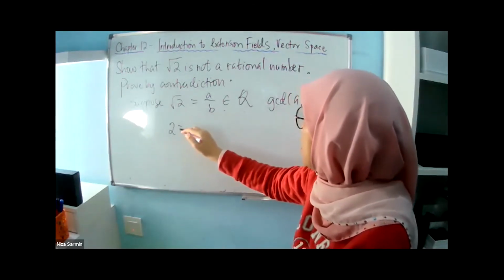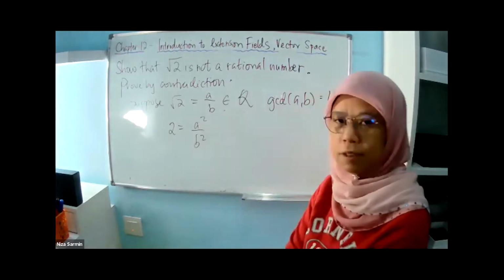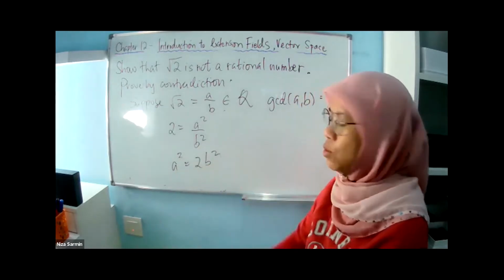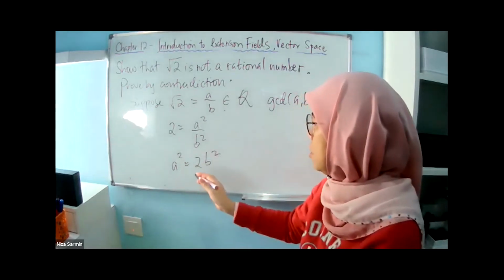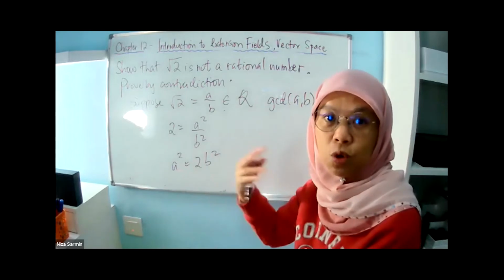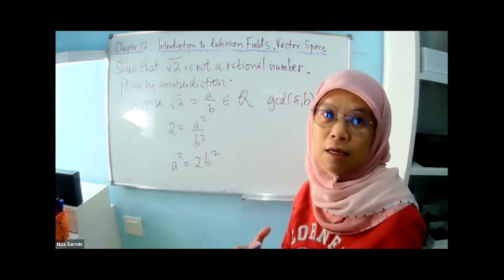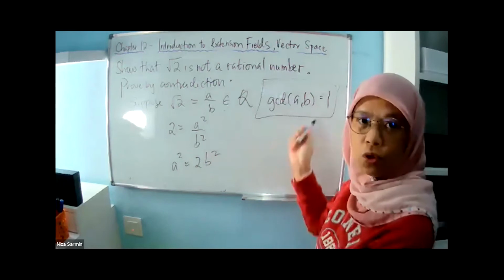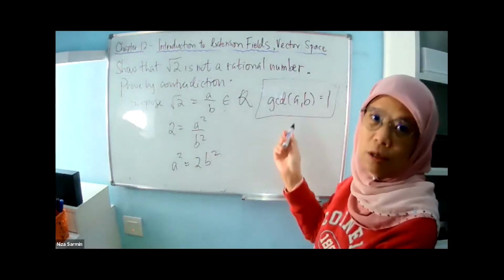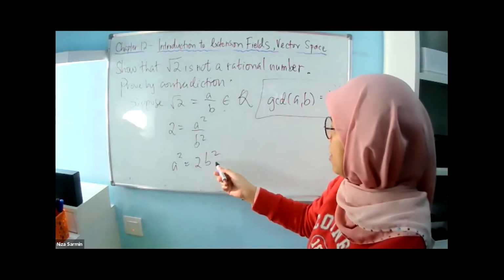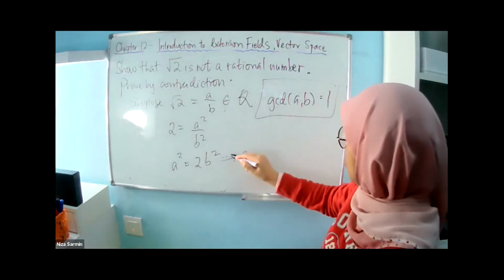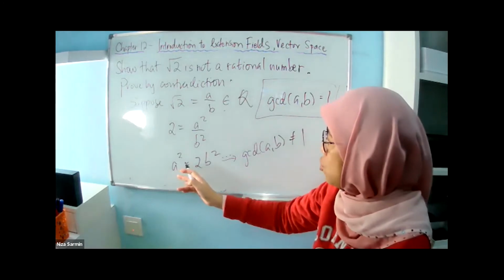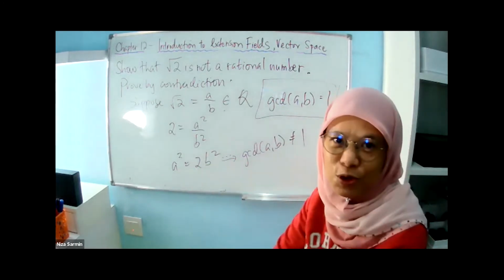When you square both sides, you get this, and you can write a squared is 2b squared. And this will give you that they have common factors. When a squared is 2b squared, that means a is a multiple of b, so this is not true. This is what you want to show, that it is a contradiction, by using the fact that, dot dot dot, if this squared is 2b squared, you also learned this, right?